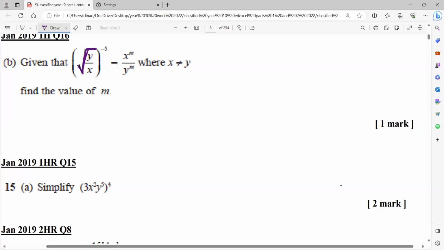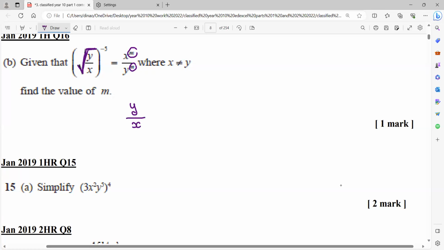Now, there goes your problem. Here it says, given that root y over x, all this fraction under the root, to the power of negative 5, could be written as x power m over y power m, find the value of m. Now, as you can see, the powers are the same, so I am required to find the powers. Now, deal with the problem. The problem is the root. So y over x, keep it as it is for the time being.